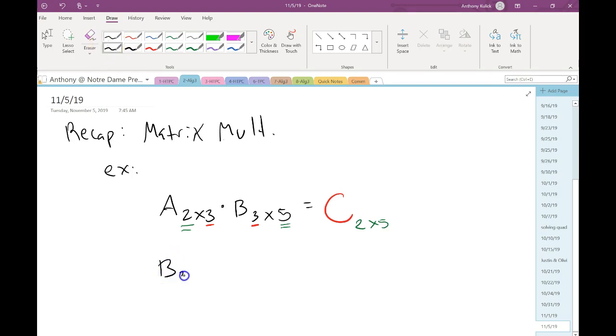If I switch the order and I try to do B times A, can I do that? No. Why not? Yeah. So notice that the columns of the first matrix and the rows of the second matrix are not the same. Right?